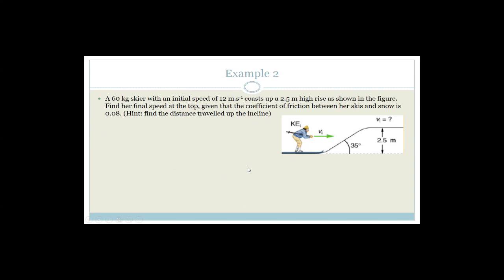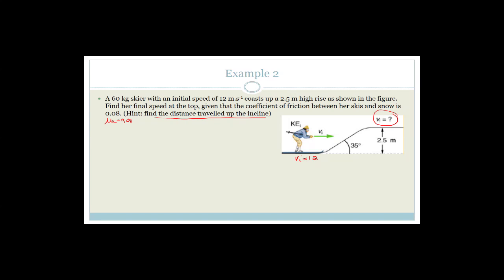Right, let's move on. It says a 60 kilogram skier with an initial speed of 12 meters per second coasts up a 2.5 meter high rise as shown in the figure. Find her final speed, given that the coefficient of friction between her skis and snow is 0,08. So they're telling us that mu k is 0,08. And they say, hint, find the distance traveled up the incline.